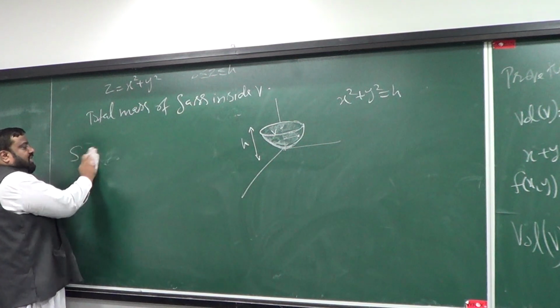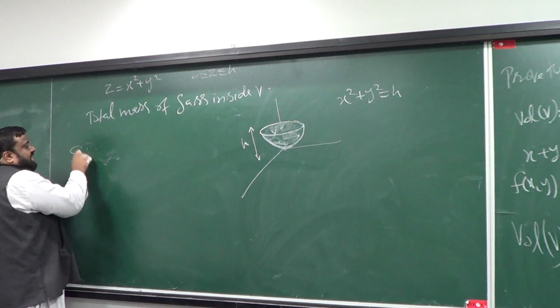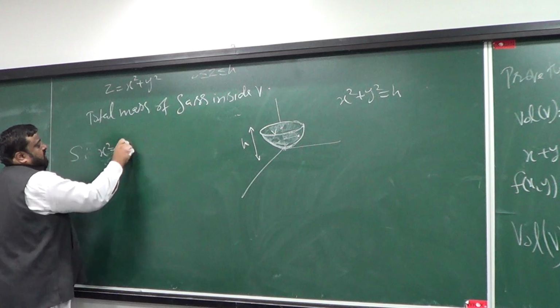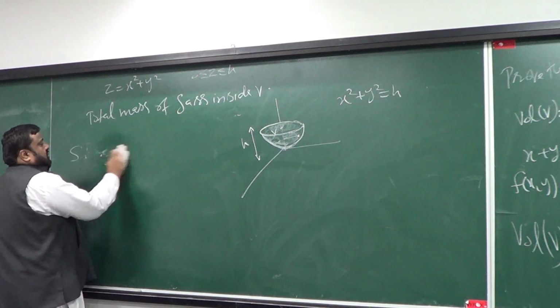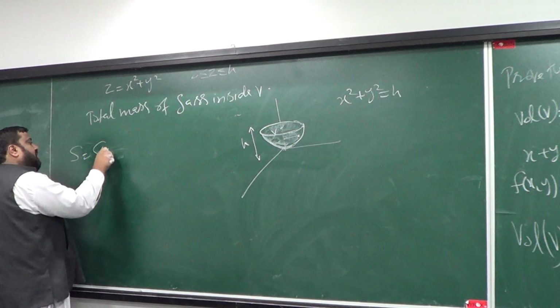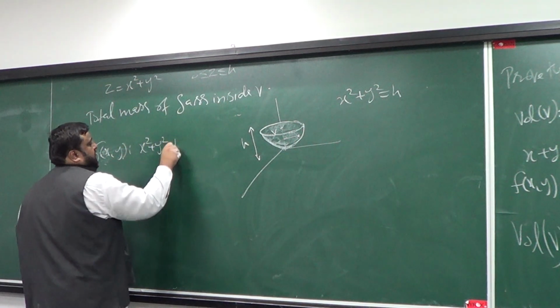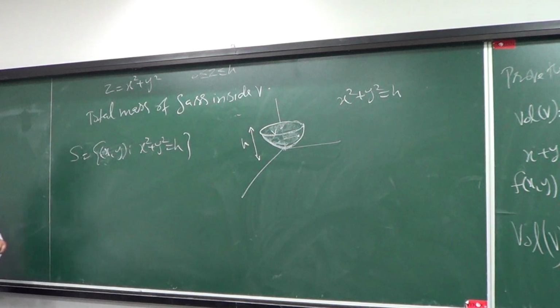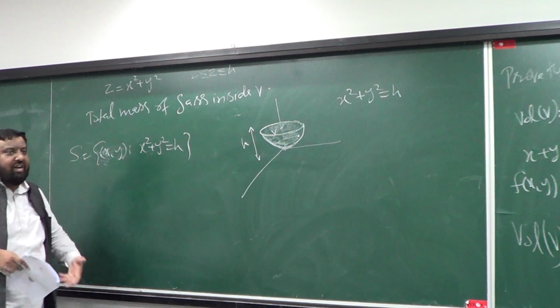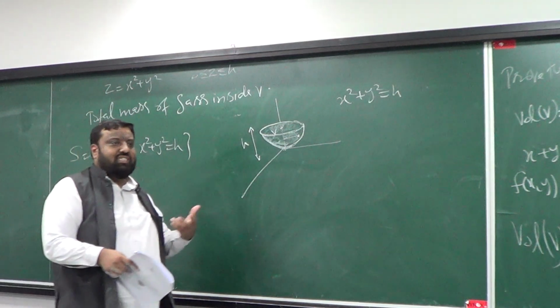So S is really the collection of the points x, y such that x square plus y square equal to h. So that's really what S is. In other words, when you are solving a problem, you have to figure out these basic ingredients actually.